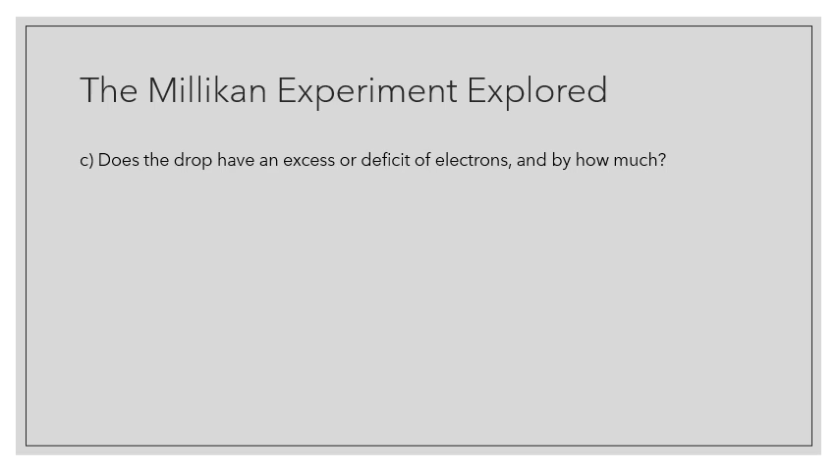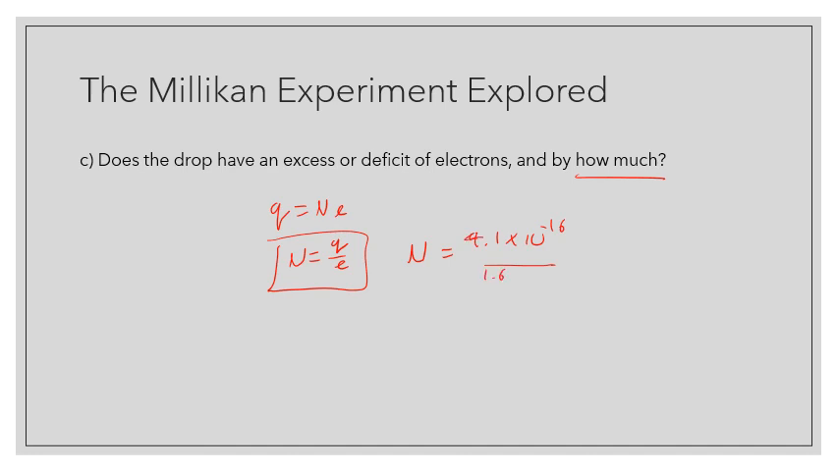So does the drop have an excess or deficit of electrons, and by how much? In order to answer this, we would use this equation, Q is equal to nE. We're finding out how many, so we're looking for n. So n is equal to Q over E. So n is equal to 4.1 times 10 to the negative 16 all over 1.6 times 10 to the negative 19. So this comes out to be 2.5 times 10 to the power of 3.